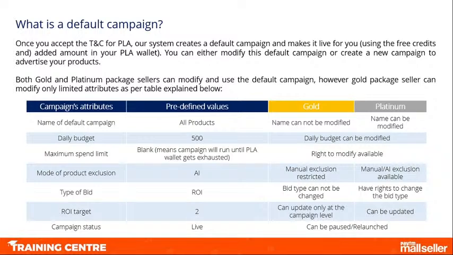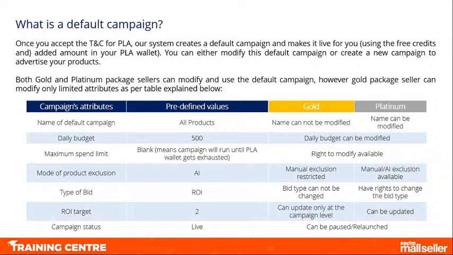However, gold package sellers can modify only limited attributes. Like we have discussed earlier, gold members cannot modify the name of the campaign. Daily budget can be modified by both platinum and gold members. Both gold and platinum members have the right to modify the maximum spend limit. The manual exclusion is restricted for the gold member, and the type of bid cannot be changed by the gold member. Platinum members have rights to change the type of bid.